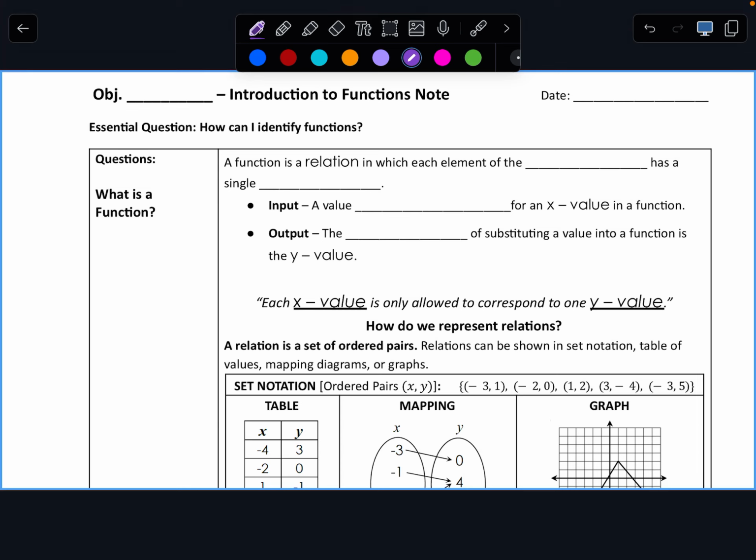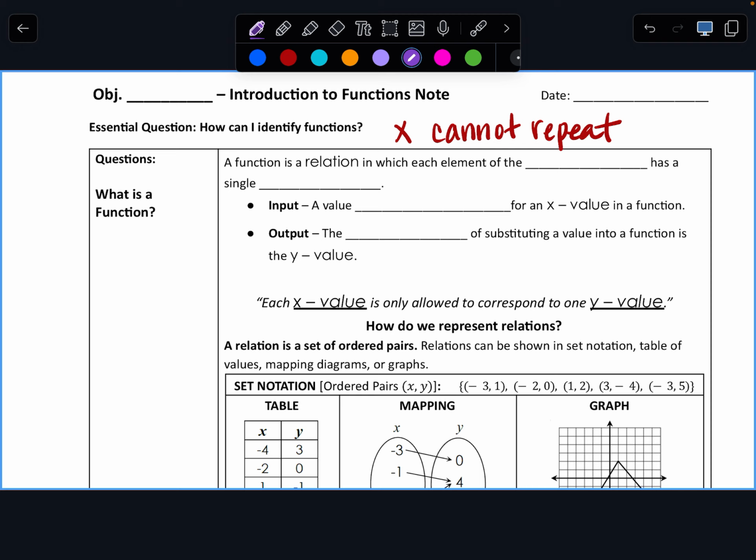Functions and how to identify a function. So before we get started, I'm going to sum up the whole page of notes in just one simple statement: x cannot repeat. We are going to get more in depth in the notes, but that's the main takeaway, that x cannot repeat if it is a function. If x repeats, it's not a function. So let's talk about this a little bit more.